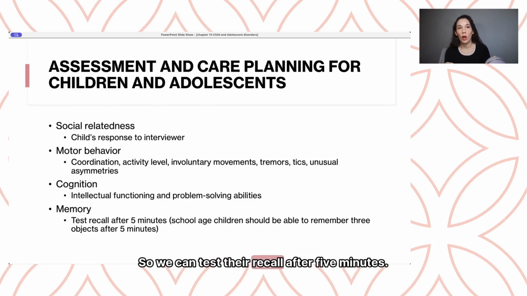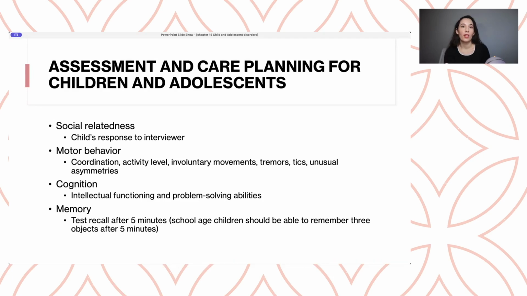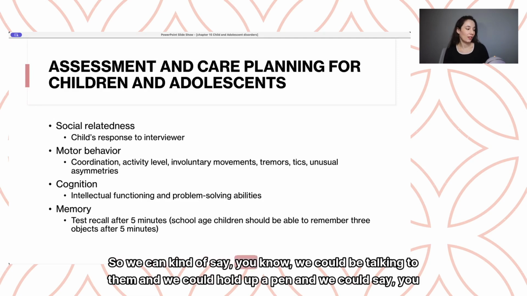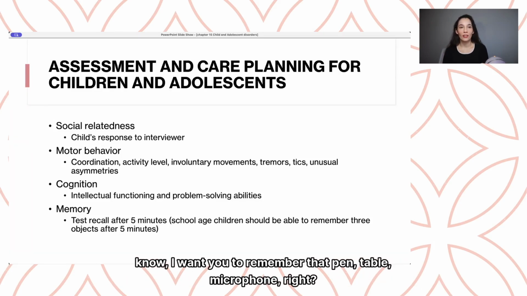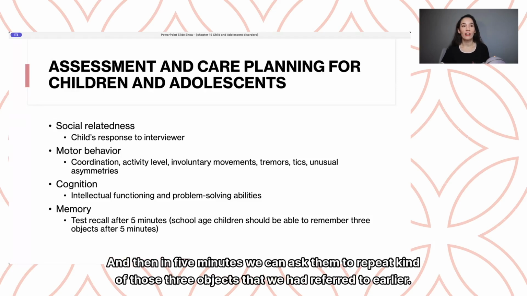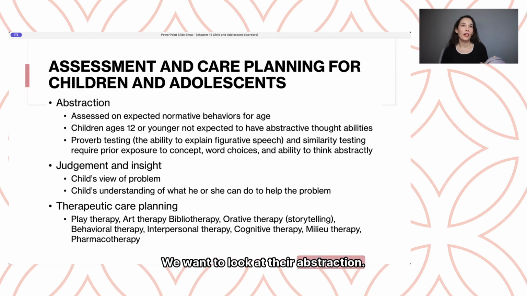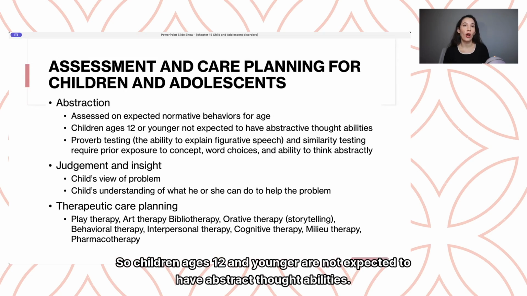We can test their recall after 5 minutes. We could be talking to them and hold up a pen and say, I want you to remember pen, table, microphone, right? Then in 5 minutes, we can ask them to repeat those 3 objects that we had referred to earlier. We want to look at their abstraction, so assess on expected normative behaviors for age. Children ages 12 and younger are not expected to have abstract thought abilities.